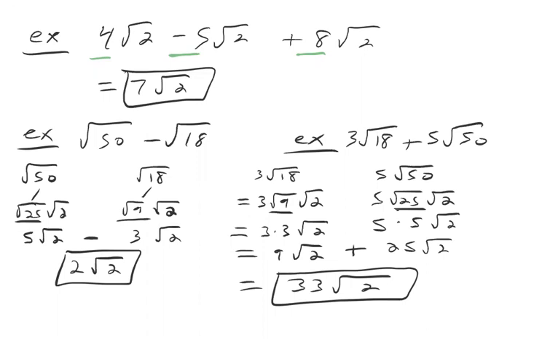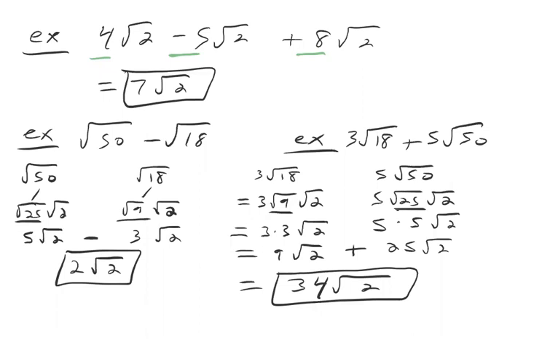So does anyone have any questions on those? I saw a lot of different answers there. The last one, oh, sorry, 34. My bad. It's 34, yeah. That is correct. I added those wrong. 9 and 25 is 34. So 34 root 2 should be the answer. A lot of people got that.